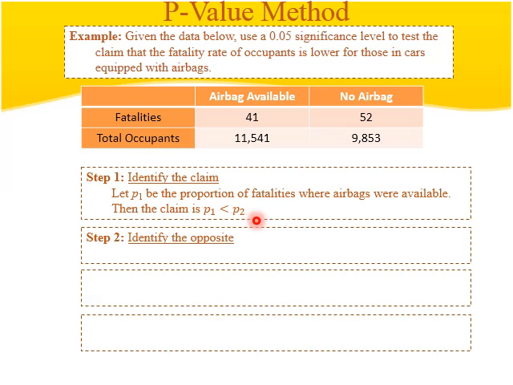So the opposite of that then is that p1 is greater than or equal to p2. And just as before, we're going to take the null hypothesis to be the one that has an equal sign and the alternative hypothesis to be the other one.